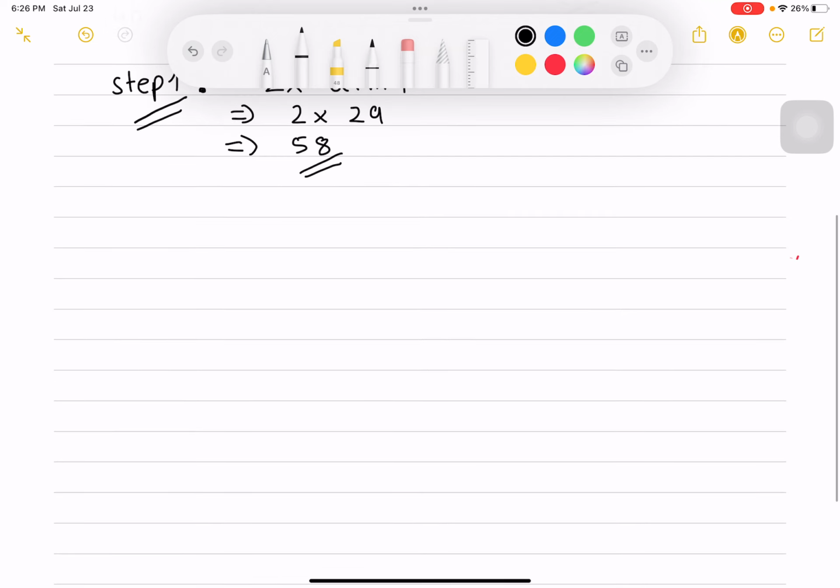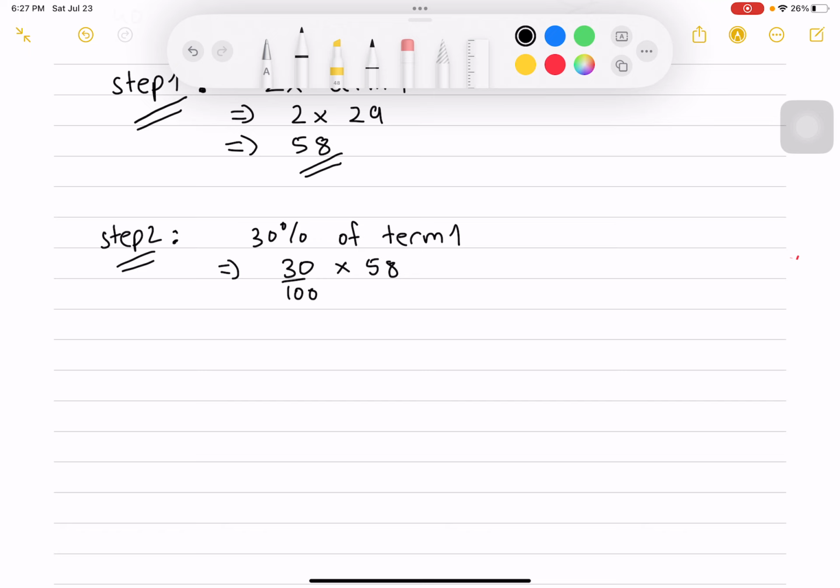Now our second step. So it's 30% of this value. So it's 30 by 100 into 58, which will result in 17 marks. This is our second step.